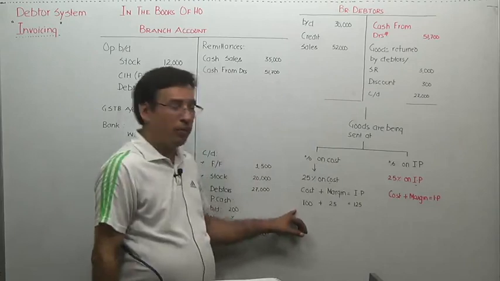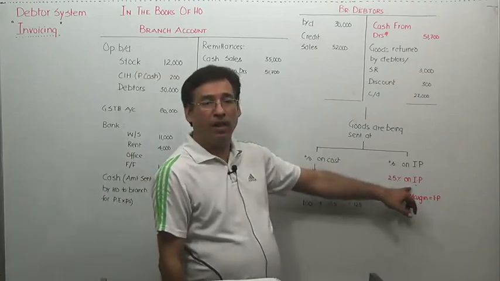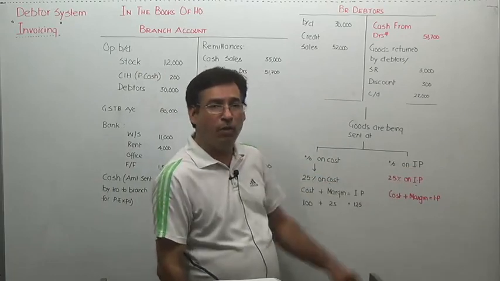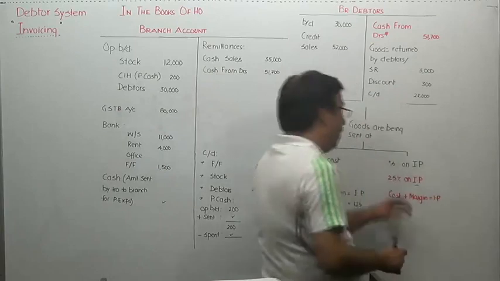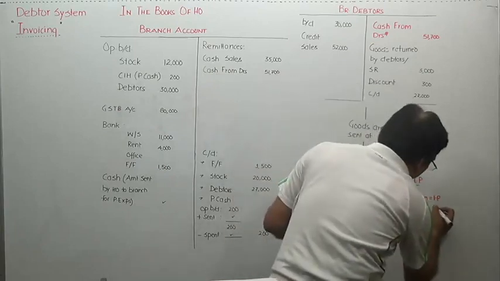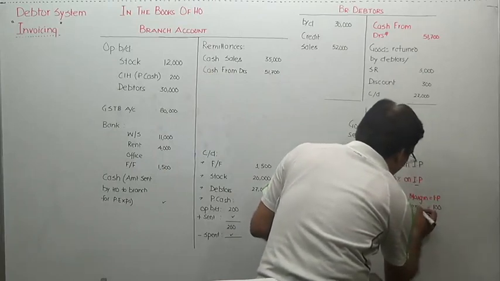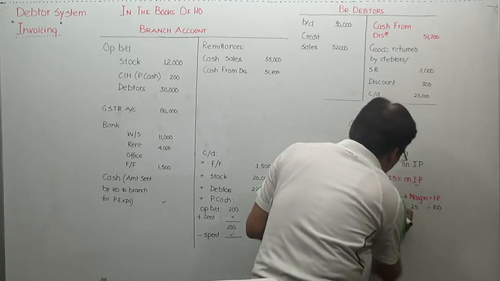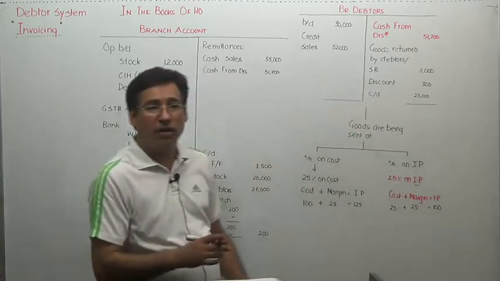Now pay attention. If the rate would have been given on invoice price, then 100 would have been presumed. What? Invoice price. If the rate is on invoice price, then presume invoice price as 100. Compute 25. So in this case, your equation will be filled like this. So it is important.